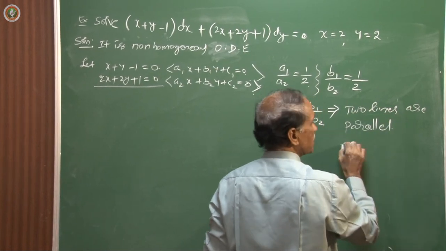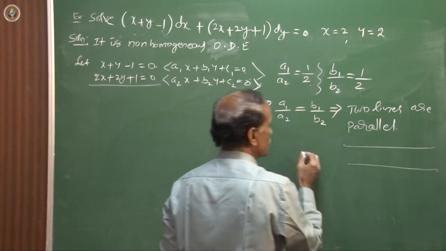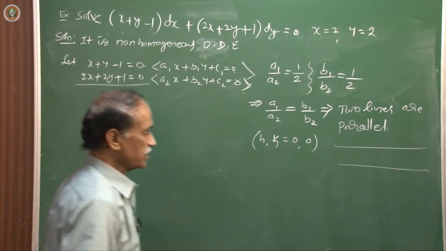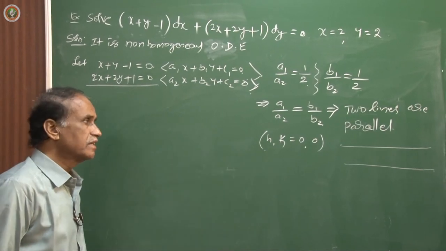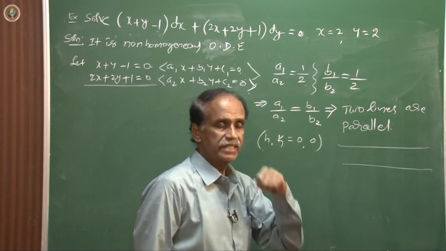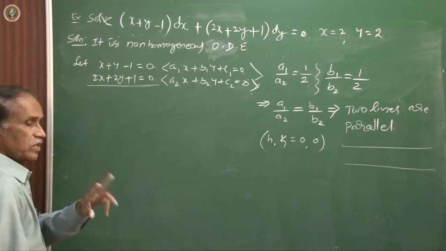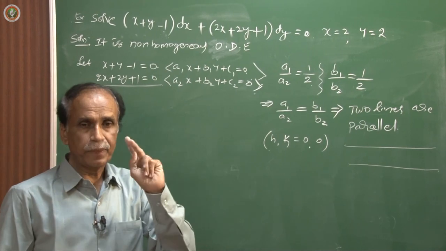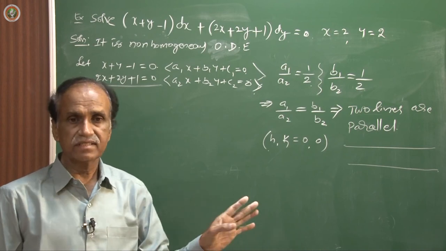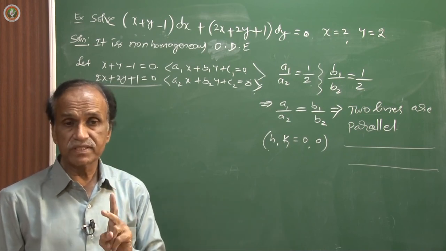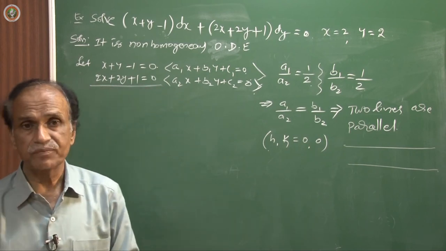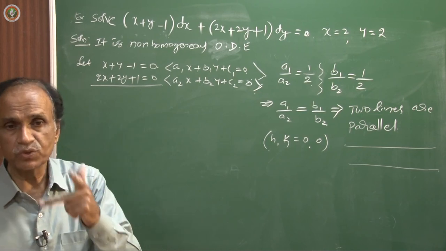Two lines are parallel means this is the case, these two lines. Then what is your h and k? H and k will become 0, 0. That means there is no point of intersection exists, right? If these are not 0, 0, lines are intersecting. That is the conclusion. Only these two cases you remember in this non-homogeneous differential equation. Okay, don't study any of the other techniques, other situations in this non-homogeneous up to this MATDIP 301 syllabus. It is restricted up to these two cases.